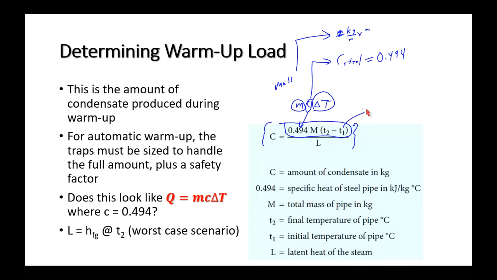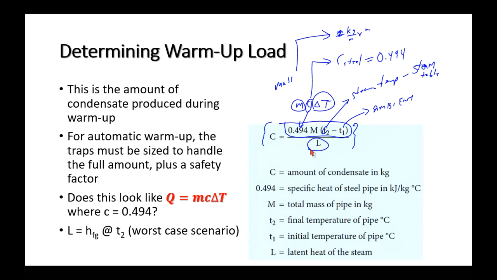The delta T: T1 is ambient temperature, and T2 is the steam temperature. So how do we find the steam temperature? Steam tables, or it'll be given, one or the other.